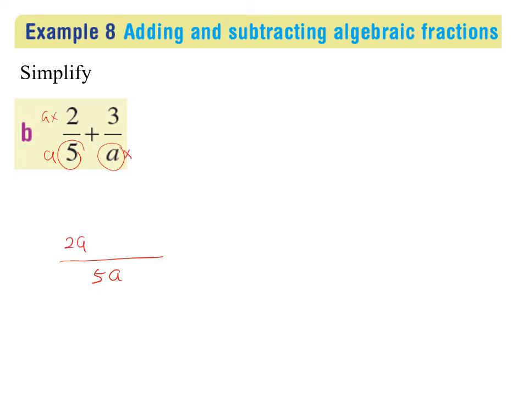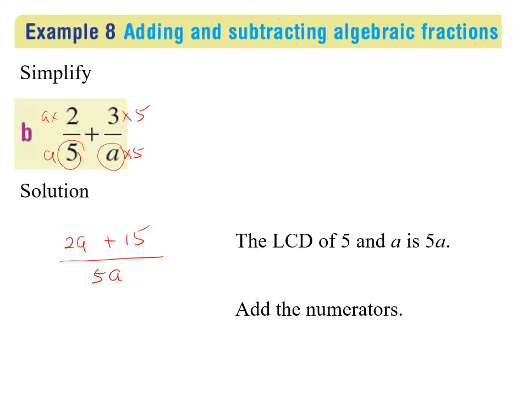For the second one, I need to multiply the denominator by 5. Likewise, I multiply the numerator by the same number. Whatever number you multiply the denominator with, you have to do the same to the numerator. Okay, so plus 15. And I think that's it. You can't simplify any further. And let's look at the key notes here. The LCD of 5 and a is 5a, and then you add the numerators.